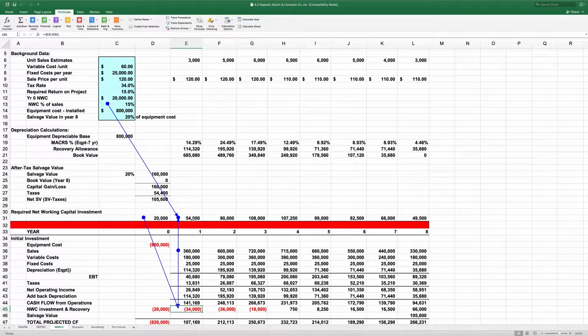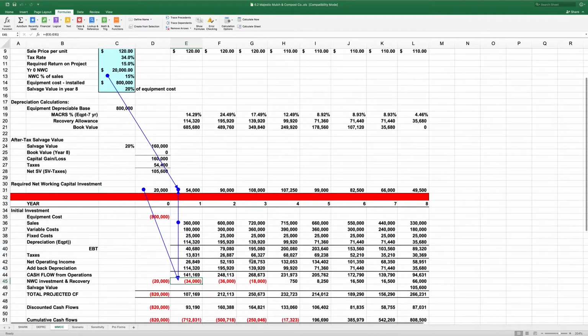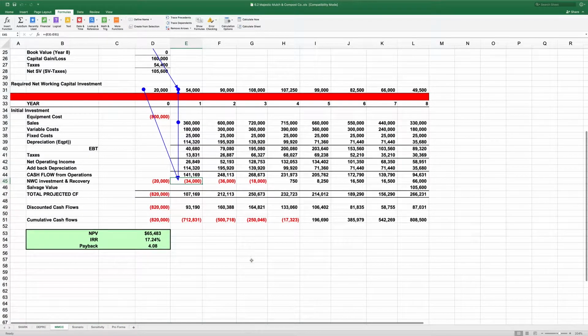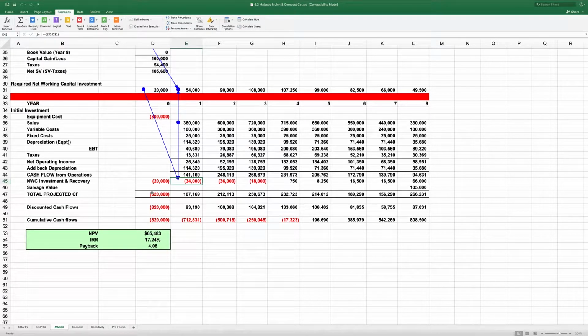Now, the most important numbers are all in row 47, the total projected cash flow. The first one is 820,000. Then the first year cash inflow, 107, 169. You add those things up. So along that line is the cash flow. The last one, year 8.